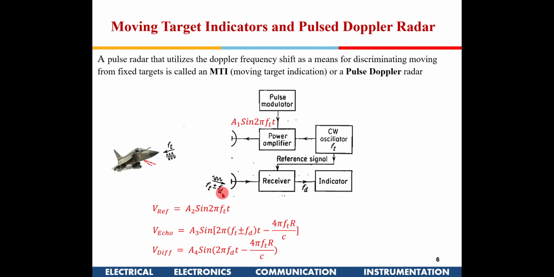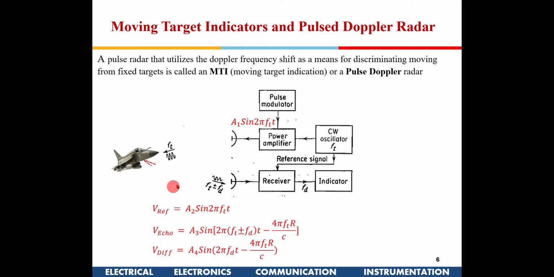Now if I try to write the equation, this is the one which is being transmitted. A1 is the one which is being transmitted, not this. And this A1 sin omega t is the frequency which is being transmitted out here. And now this reference signal is A2 sin 2 pi ft, where ft stands for the transmitting frequency.